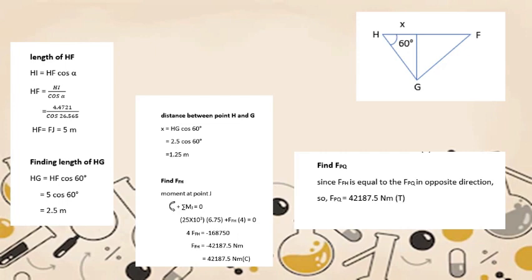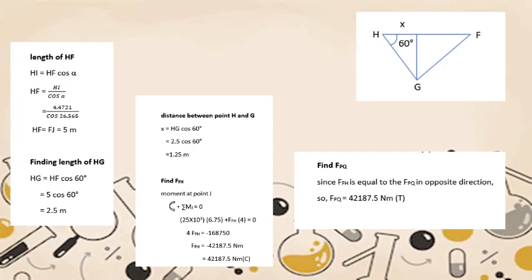Then FH is equal to negative 168,750. The force of FH that we obtain is negative 42187.5 Newton meter, where the negative sign is the symbol of compression force.